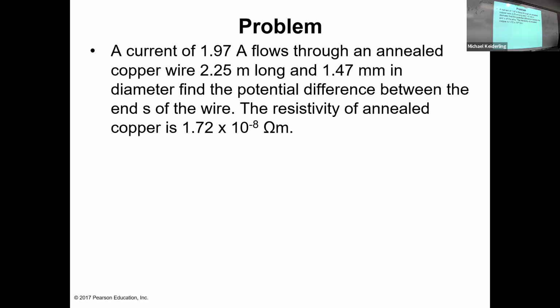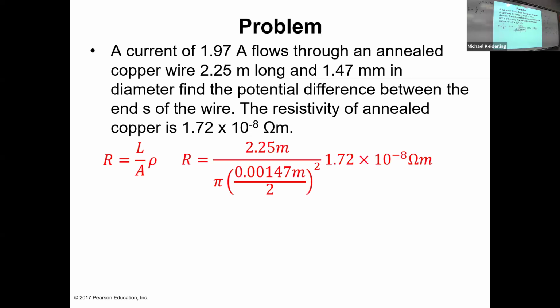So first, let's find the resistance of this wire. Resistance is length over cross-sectional area times resistivity. That's 2.25 meters over cross-sectional area, pi times 0.0147 meters over 2. Half the diameter is the radius, squared, times 1.72 times 10 to the minus 8 ohm meters. That is 0.0228 ohms.